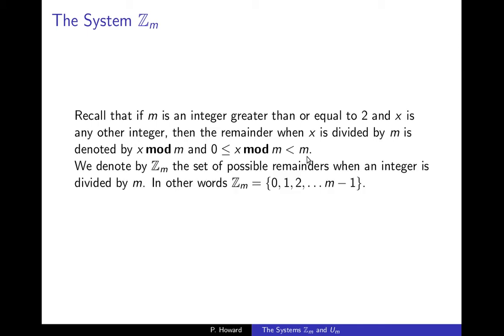Now Z sub m is shorthand for the set of all possible remainders when an integer is divided by m. And as we know from this previous paragraph, the remainder when you divide by m must be one of the integers 0 through m minus 1. So that's what Z sub m is. Quick example, Z sub 7 consists of the integers 0 through 6. Those are the remainders you can get when you divide by 7.